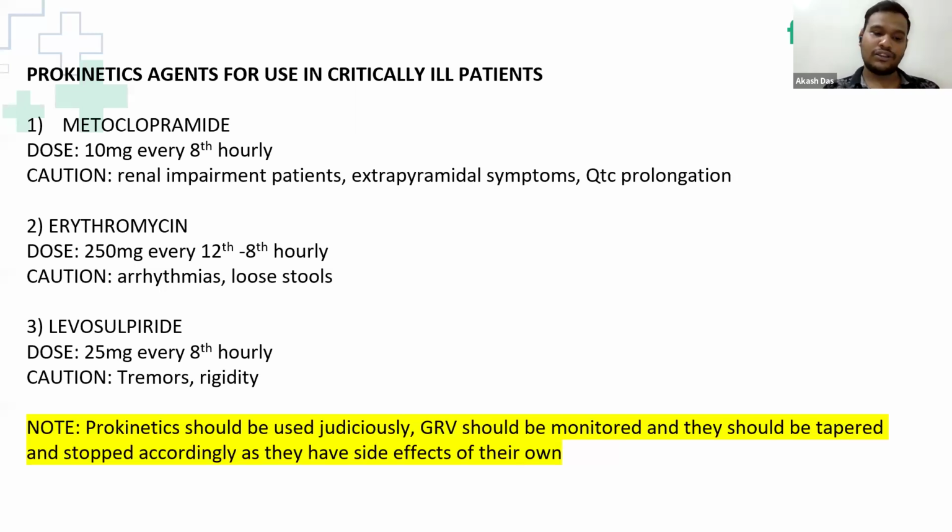So note this point as a clinical pharmacist. Every time you start a prokinetic, use it judiciously. GRV should be monitored, whether it has reduced or not over the next 24 to 48 hours. And if it has started reducing, you should always taper the prokinetics and stop, as they have side effects of their own.